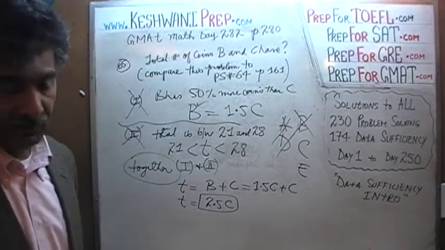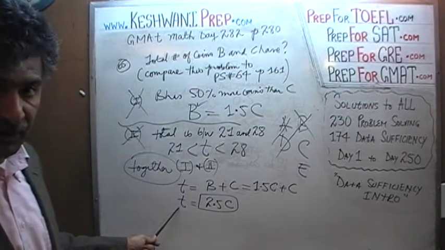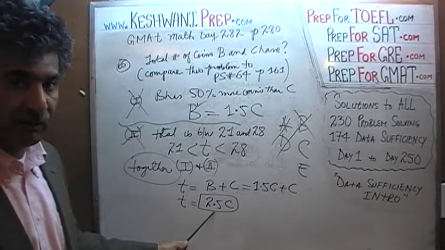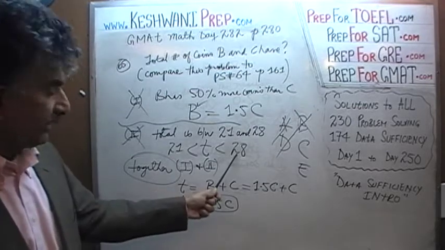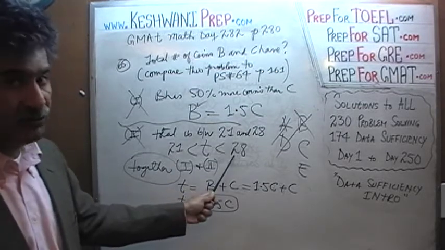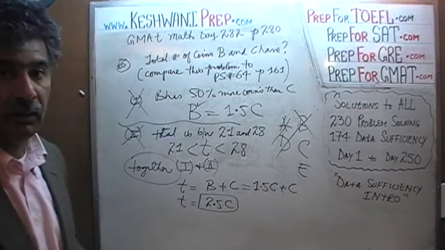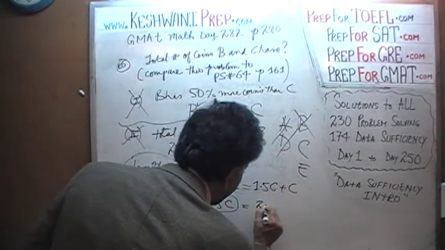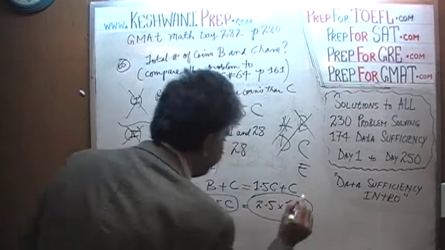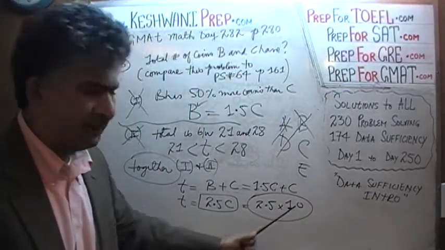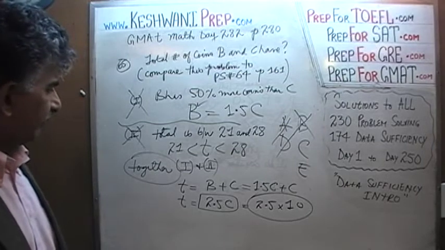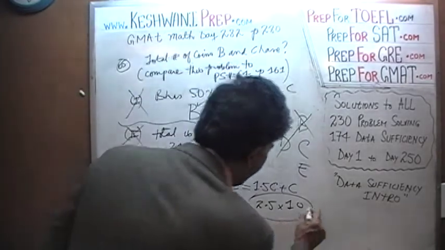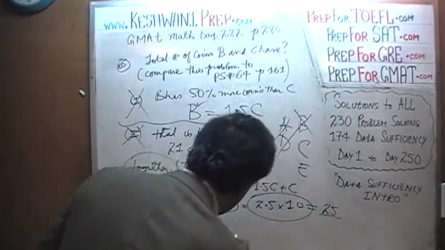What does this tell us? Knowing that the total number of coins that we have has to be some multiple of 2.5, what does that tell us? We know it's between 21 and 28. Well, there is only one integer between 21 and 28 that will be an exact multiple of 2.5. And that answer would be 2.5 times 10, rather, is what I meant to say. What I meant to say is that the total number of coins that we have has to be 25.